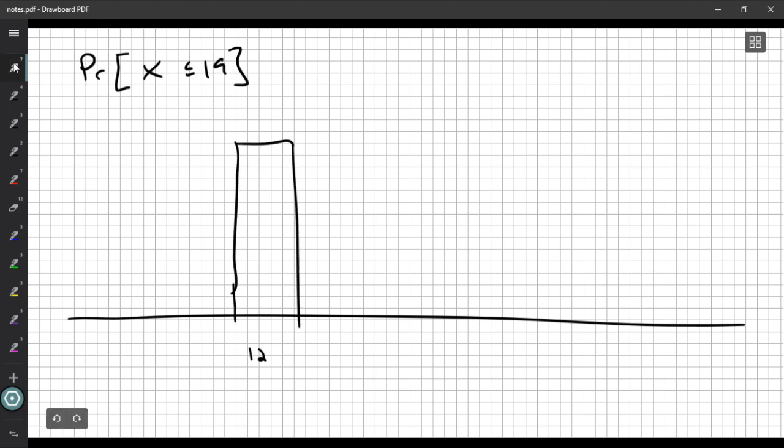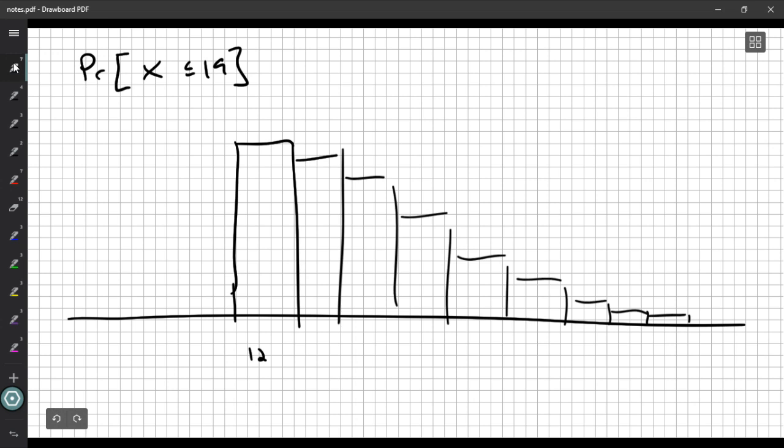So 12 is the mean, and then, well, we'll make it roughly bell-shaped. And the picture doesn't have to be super exact. It's, for our purposes, just to understand what areas should be shaded and not. So I'm just going to go all the way up to 19. So 13, 14, 15, 16, 17, 18, 19, 20. And we could go on the other side, 11 and 10, things like that, but we don't need that information.